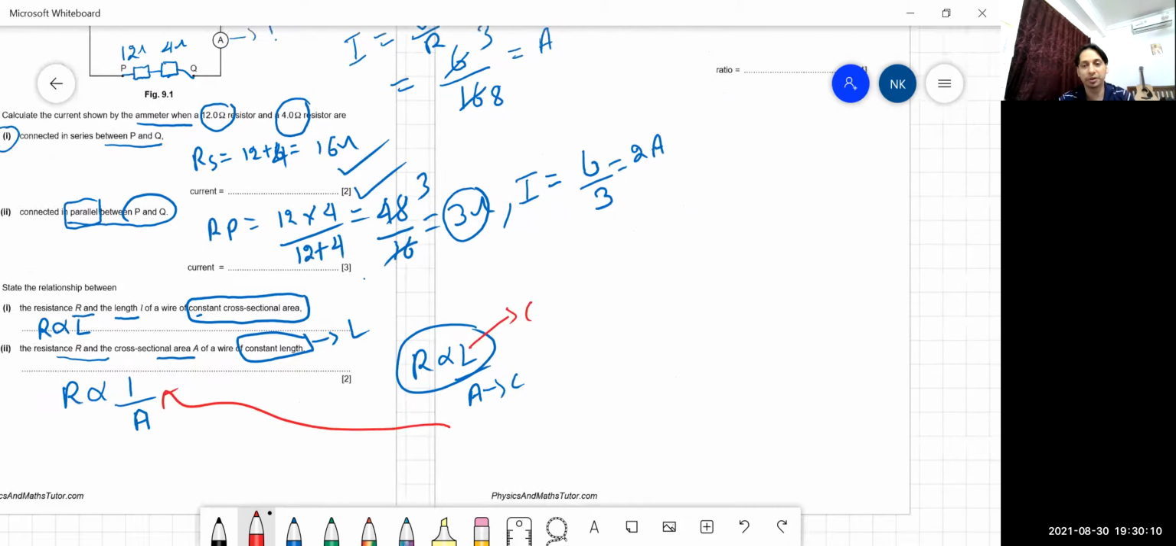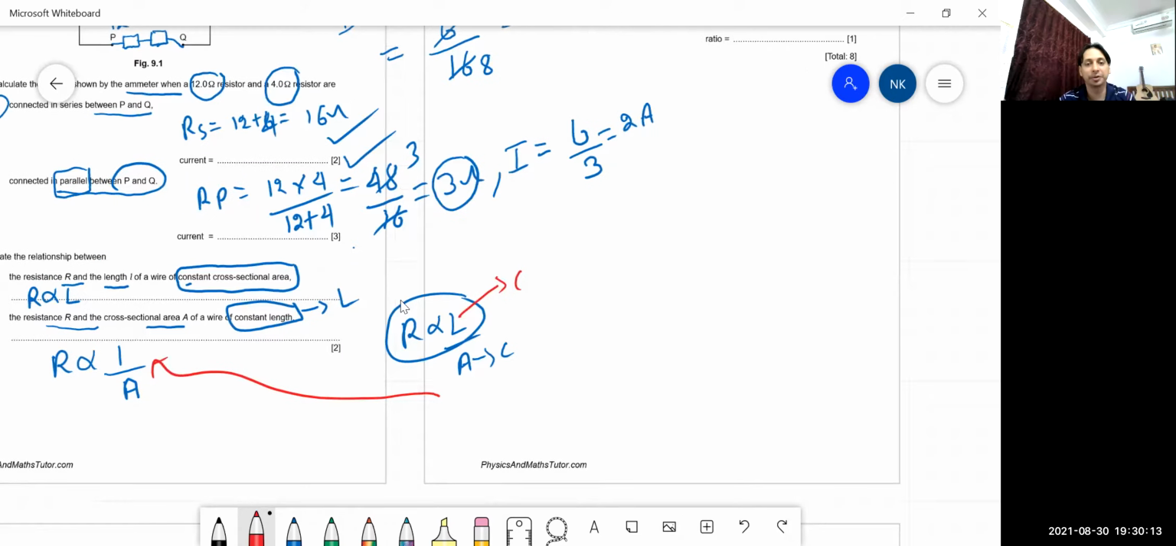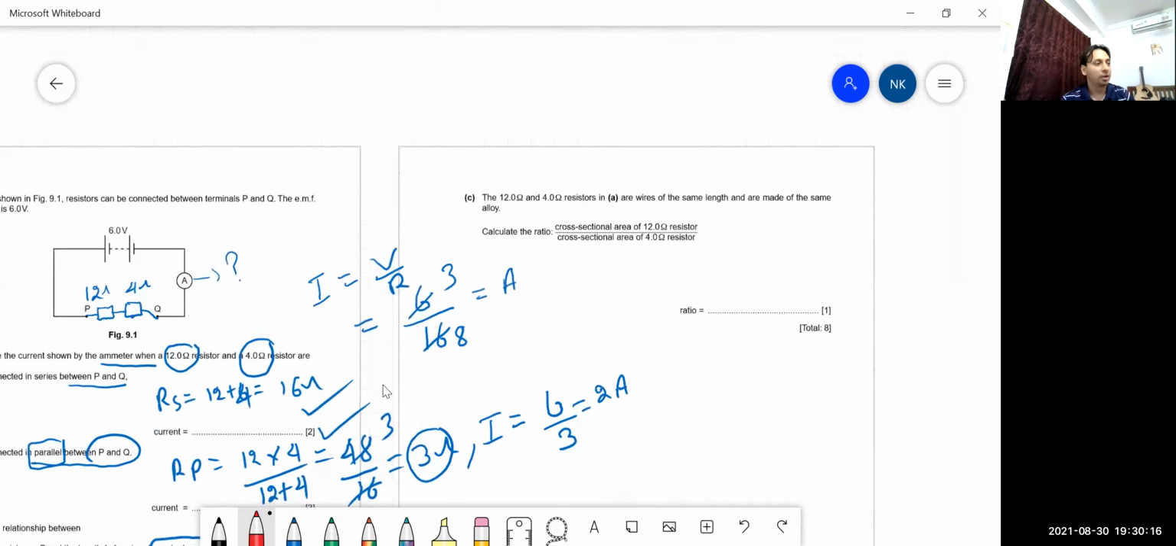Any other part here? Let me check. Yeah, there is one more question here, and this is: the 12 ohm and 4 ohm resistors in question number A are wires of the same length and are made of the same alloy, same material means. Calculate the cross sectional area of 12 ohm resistor divided by cross sectional area of 4 ohm resistor. Now this question is based on the formula, children, R equal to, let me write here, R is equal to rho L upon A. They said that the resistivity and length are constant.